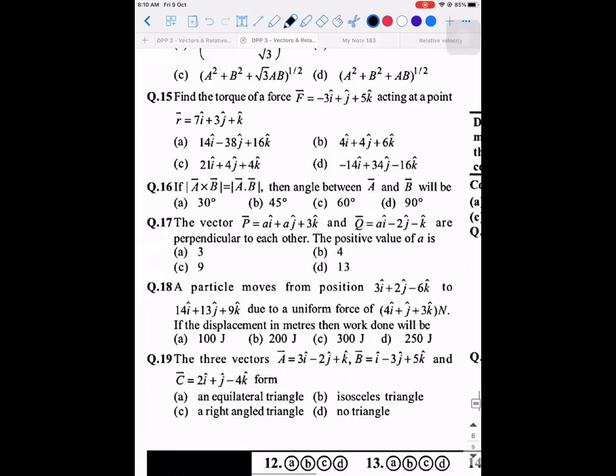So 15th one. Find the torque of the force acting at a point r vector is equal to 7i cap plus 3j cap plus k cap. So what is the formula for torque, guys? Torque as a vector is equal to r vector cross F vector. We have applied this many times in physics, right? So you know how to solve cross product using determinant method, right? So I'll give you 1 minute time, solve this and tell me.